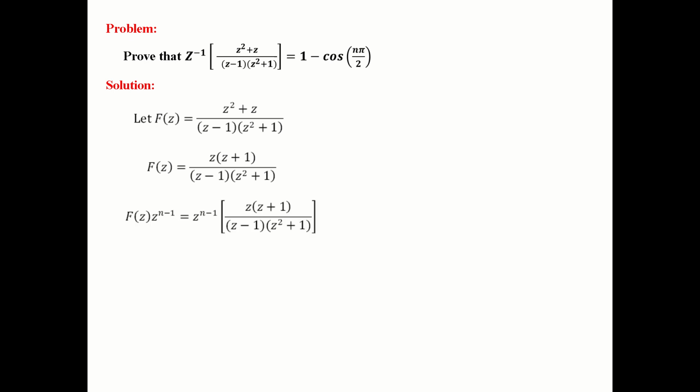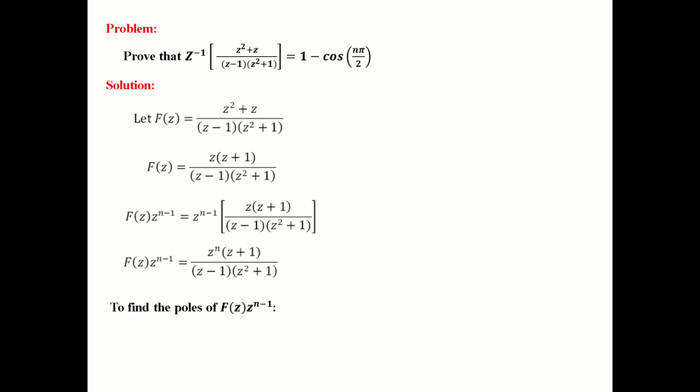So multiplying both sides by z power n minus 1, F of z into z power n minus 1 is equal to z power n minus 1 into (z plus 1) by (z minus 1)(z square plus 1). Now grouping the numerator z and z power n minus 1, you will get z power n minus 1 plus 1. So minus 1 plus 1 get cancelled. So you will get z power n into (z plus 1) by (z minus 1)(z square plus 1).